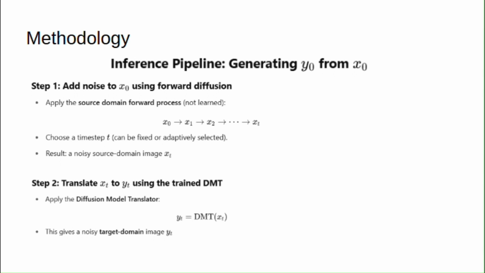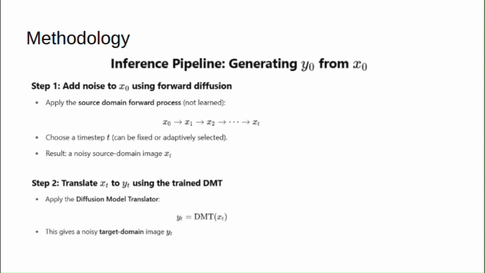Step 2 is the domain translation using DMT. Once we obtain the noisy image xt, we perform the domain translation at the time step t. This is the core of our method and is executed using a learnable translator network called the Diffusion Model Translator. The idea here is that xt belongs to the source domain but has been noised in a way that suppresses low-level domain-specific features. We aim to map this representation to a noisy image yt, which lies in the target domain but at the same noise level.